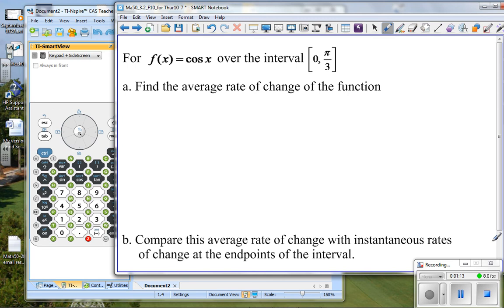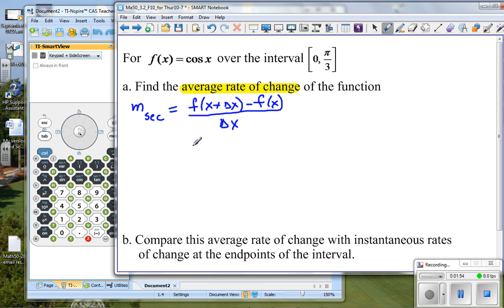Here we're looking at function f of x equals cosine x on the interval 0 to pi divided by 3. Find the average rate of change. Average rate of change, and we're going to be comparing that later on with instantaneous rate of change. So let's just review average rate of change. Average rate of change is the same thing as the slope of a secant. Now the slope of a secant is nothing more than our slope formula. So we'd have f of x plus delta x minus f of x divided by delta x.